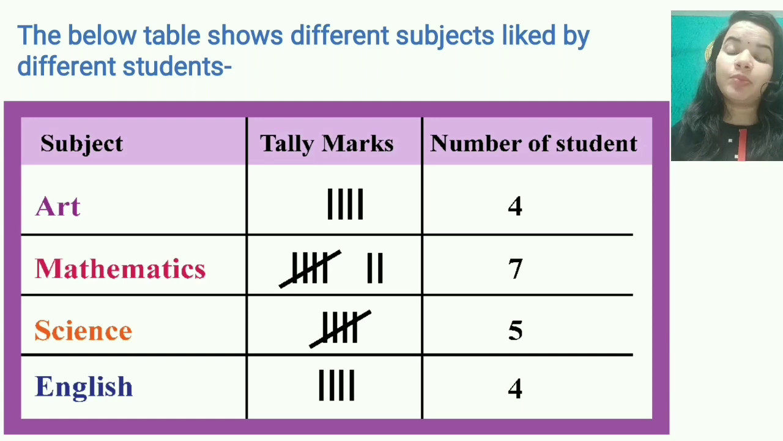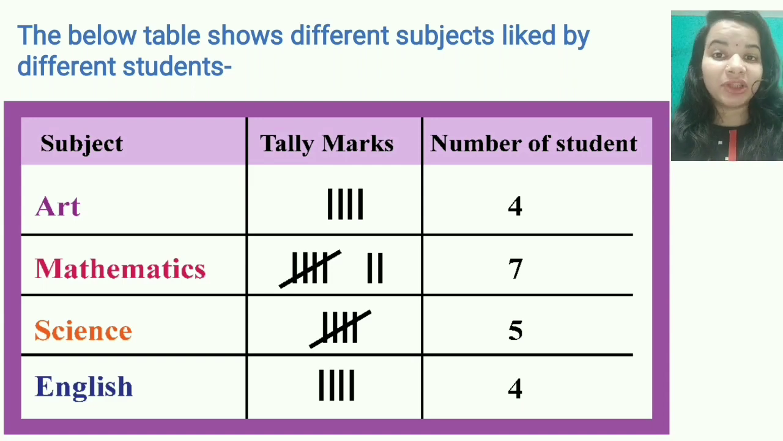So such type of table that includes your observation, your frequency and the tally marks, such type of table is known as frequency distribution table. And data handling includes the handling of data. That means arranging data in different forms. As today we have done frequency distribution table, in the next lectures we will be doing other methods also.